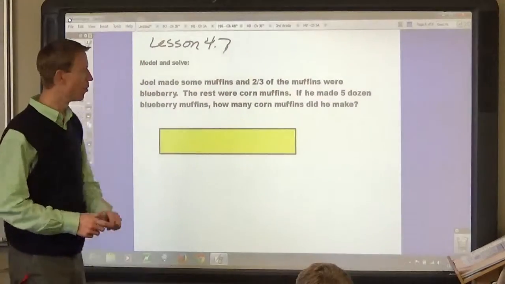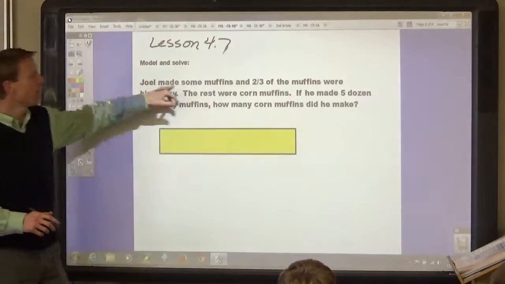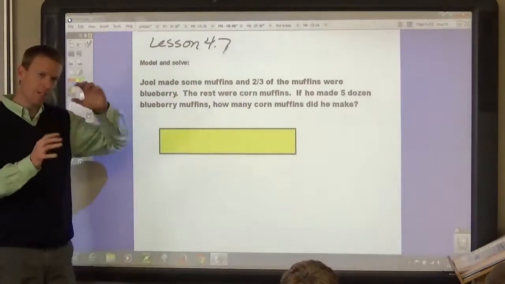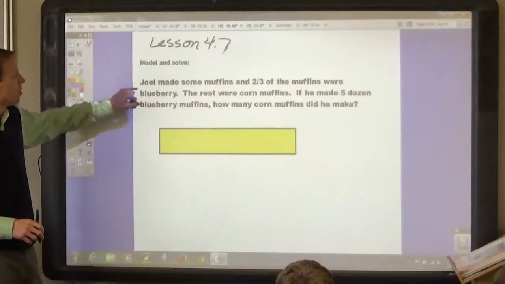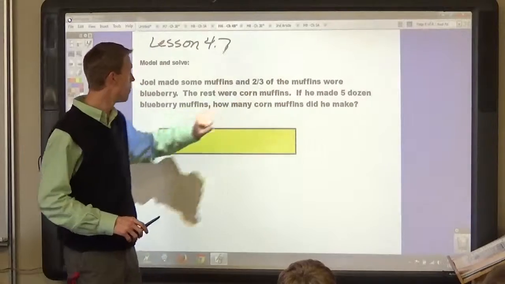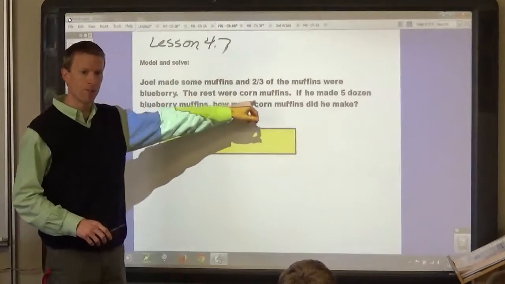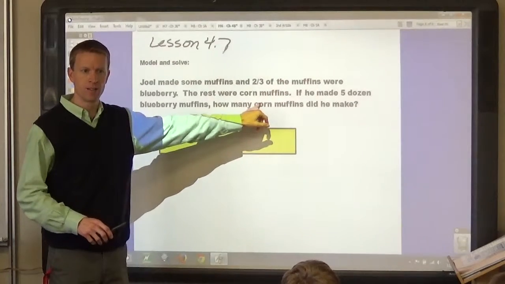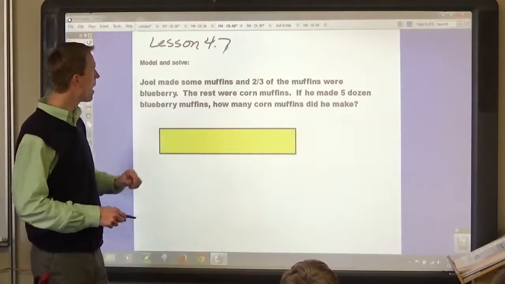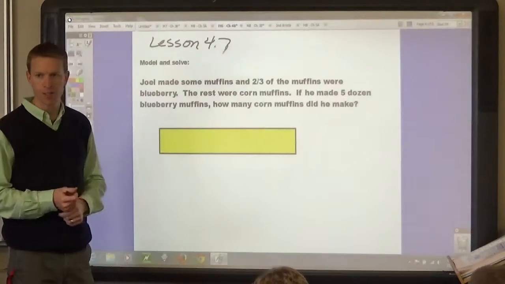It's so cool. So, first you've got to read this, because sometimes when you read these fraction problems, they're a little bit confusing. Okay? So, Joel made some muffins, and 2/3 of the muffins that he made were blueberry. The rest were corn muffins. All right? If he made 5 dozen blueberry muffins, how many corn muffins did he make?